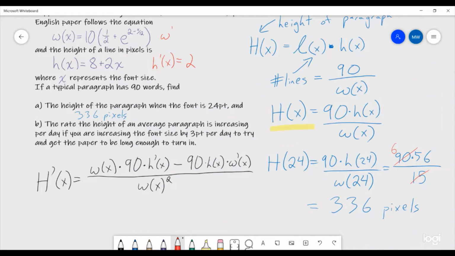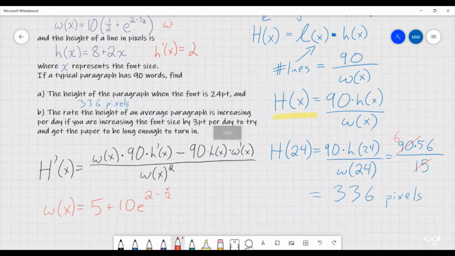Well, for the derivative of this, first we might want to break up the width function into a couple pieces. Let's get ourselves a little bit of room. So we have width of x, and let's multiply the 10 all the way through. So that's going to be 5 plus 10e to the (2 minus x over 12). Now we need to take the derivative of that.